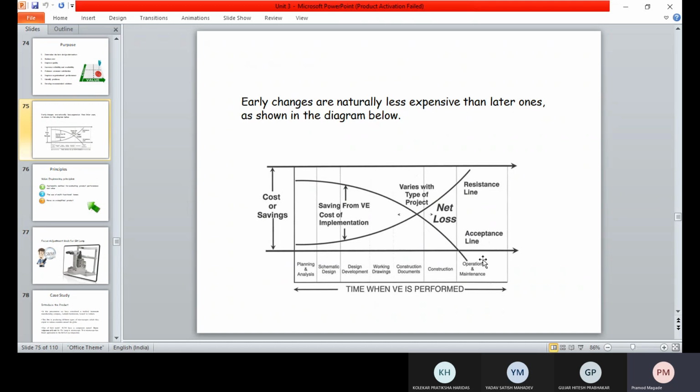So such kinds of things happen with a particular product. So that kind of change occurs with respect to cost and time.